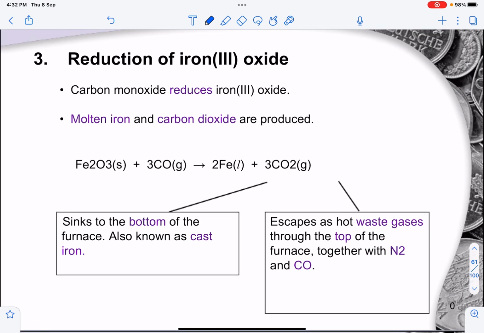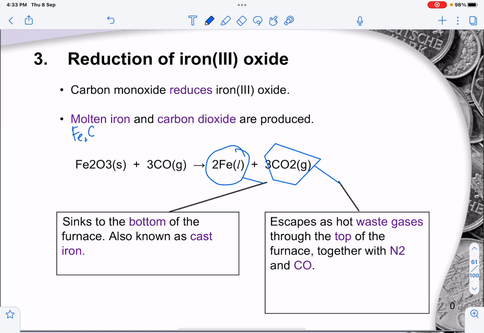Then finally, we will use the reduction of iron oxide from your hematite. So carbon monoxide will reduce your iron oxide to form your molten iron. So this is your molten iron. It will sink to the bottom of the furnace and is known as cast iron. On the other hand, your carbon dioxide would escape as hot gas through the top of the furnace together with your nitrogen gas and of course carbon monoxide.